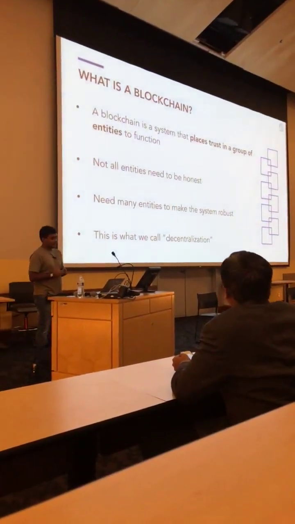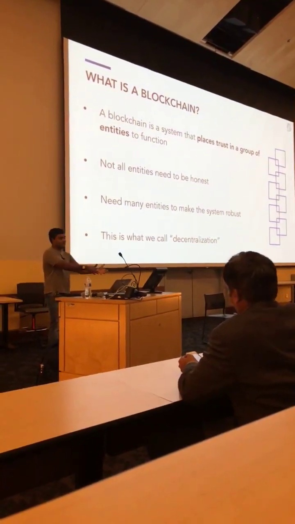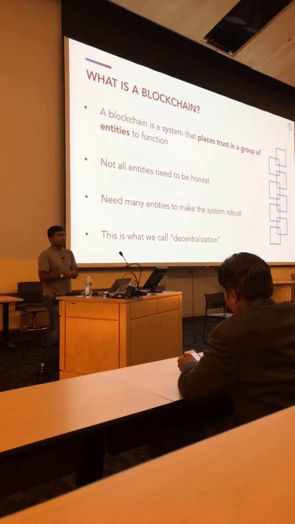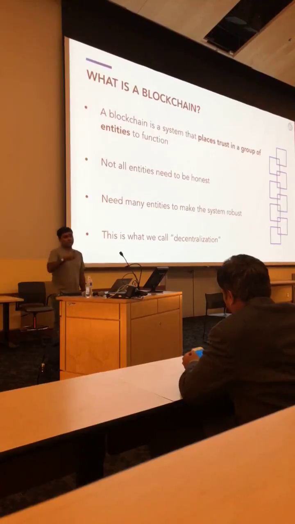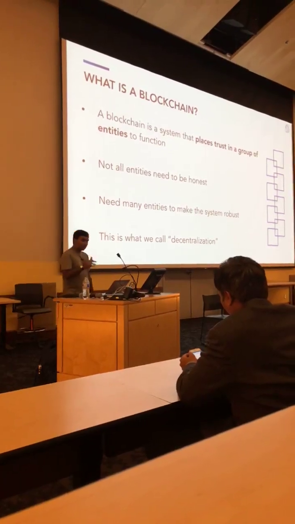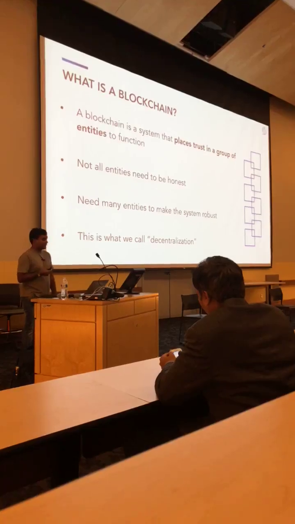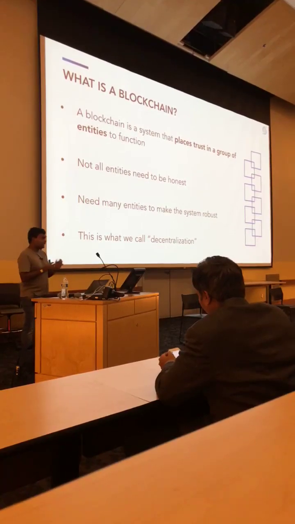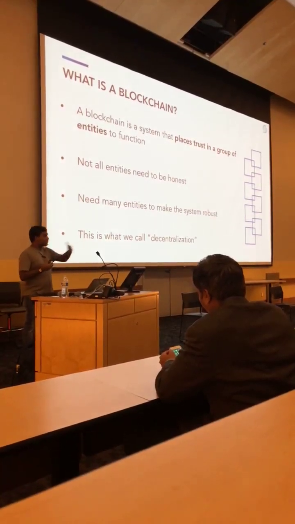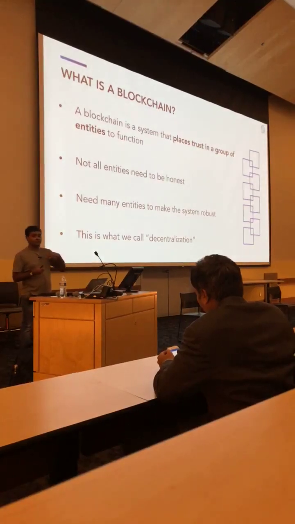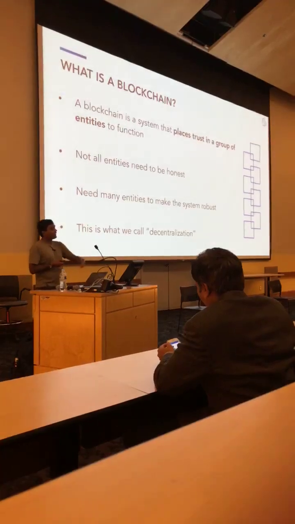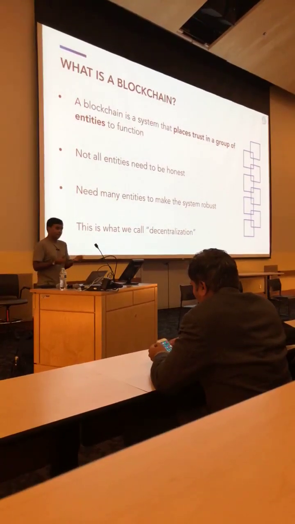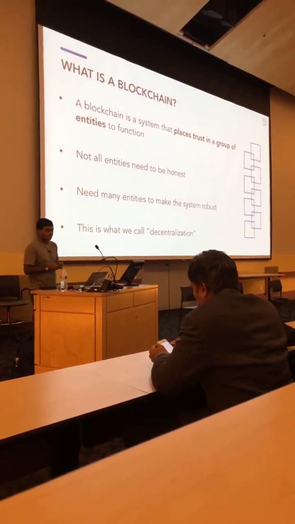Blockchain is any system that places trust in a group of entities rather than a single entity to function. So if you're looking at, for example, Bitcoin, you're placing trust in the collective of miners rather than a single payment processor. And not all of these entities, by the way, need to be honest. The reason is that you can have some entities looking out for their own economic self-interest. You can even have others that are actively trying to subvert the system. But the system will continue to work.